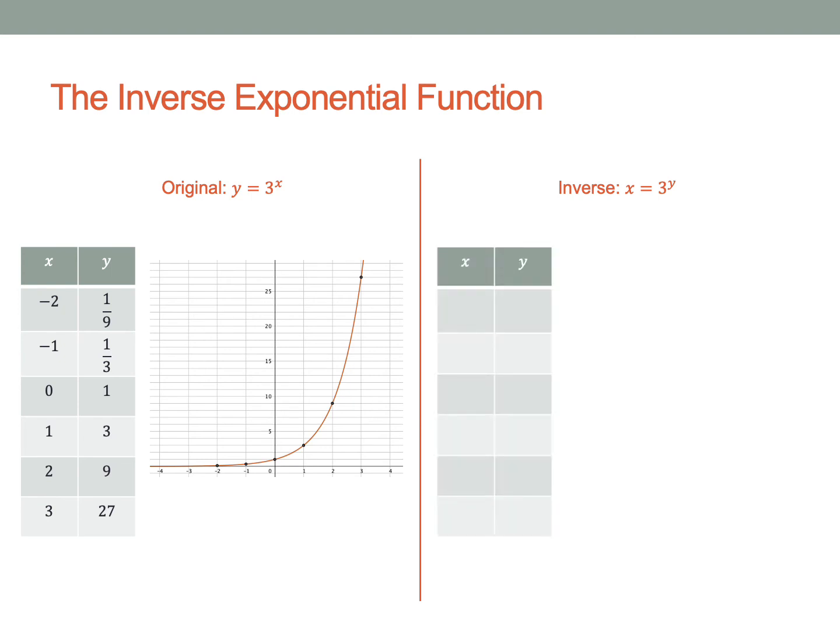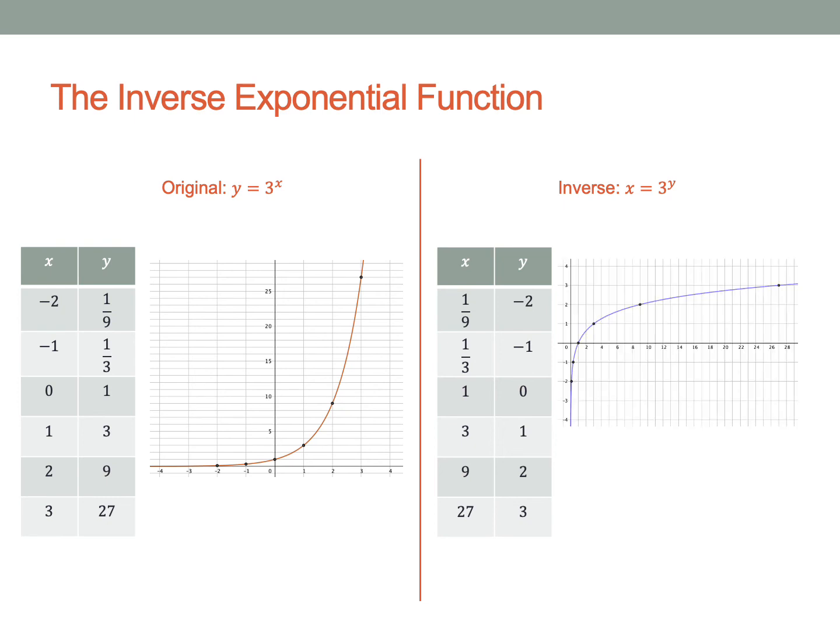So the first point in the original was -2, 1/9. So now we have 1/9, -2. Then -1, 1/3 becomes 1/3, -1. 0, 1 becomes 1, 0. 1, 3 becomes 3, 1. 2, 9 becomes 9, 2. And 3, 27 becomes 27, 3. And if you graph all of those points, right, you get this shape.